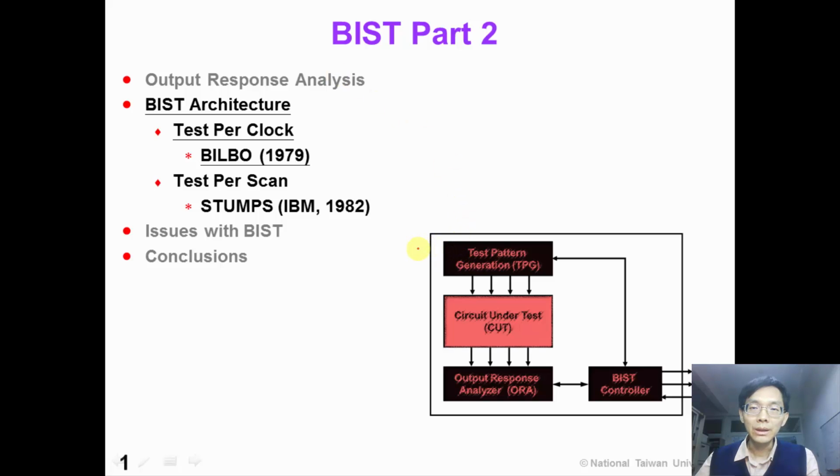So far, we already introduced Test Plan Generator, TPG, and the Output Response Analyzer, ORA. In this video, we are going to introduce BIST Architecture. We are going to explain how we put together TPG, ORA, with our CUT. In this video, we will introduce two important BIST architecture. One is test per clock, the other one is test per scan architecture.